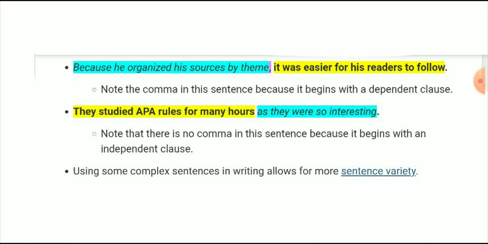They studied APA rules for many hours as they were so interesting. Note that there is no comma in this sentence because it begins with an independent clause. Using some complex sentences in writing allows for more sentence variety. So today we have learned about clauses and sentences, and the types of sentences are also discussed in this video.